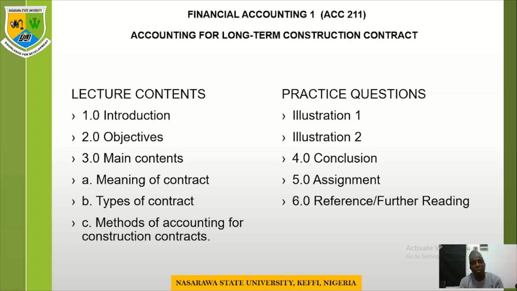First, the introduction, followed by the objectives, that is what we intend to do, and then the main content. The main content will start by looking at the meaning of a contract. Then we'll look at the types of contract. After that, we'll look at the methods of accounting for construction contracts, which is the aim of these lectures.